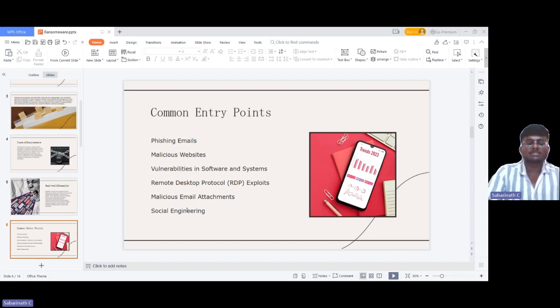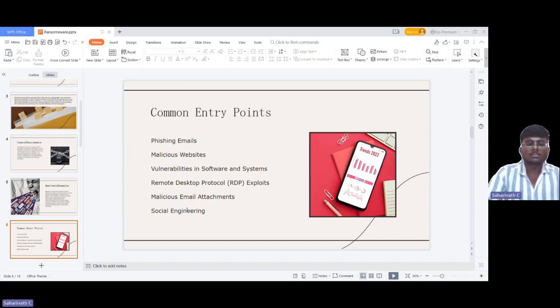Vulnerabilities in software and systems. Outdated software or unpatched systems create opportunities for ransomware to exploit known vulnerabilities. Regularly updating software and promptly applying security patches is crucial for closing these entry points.